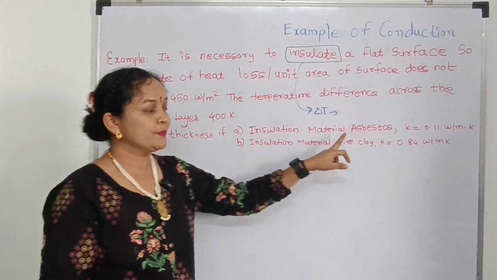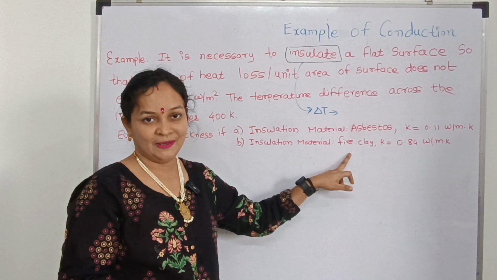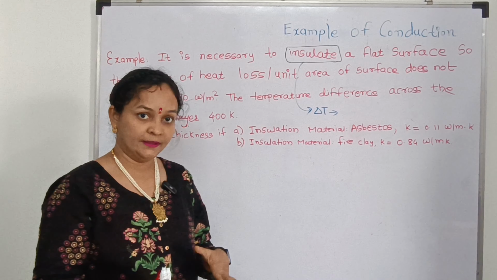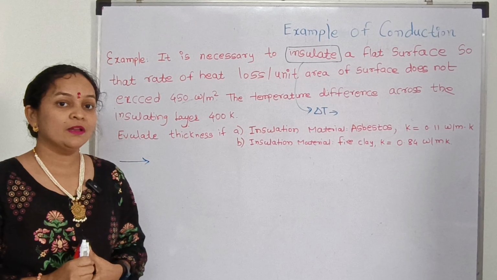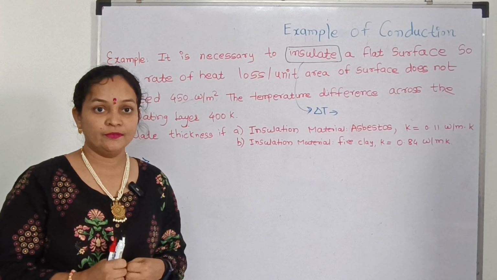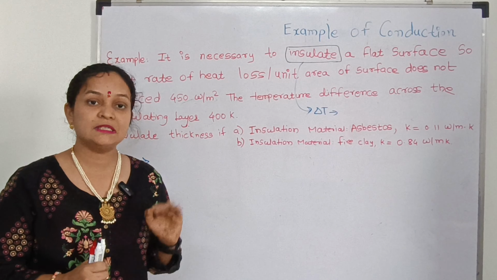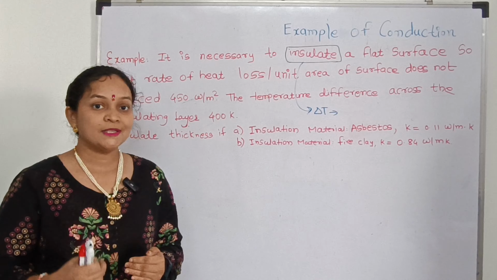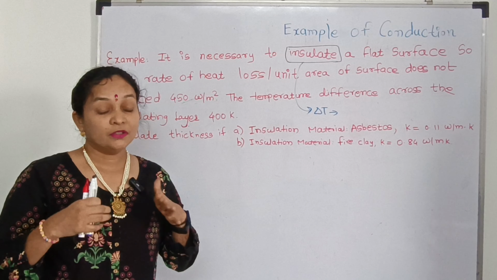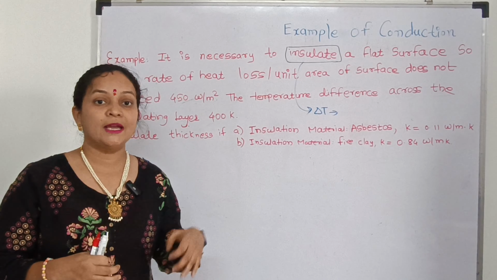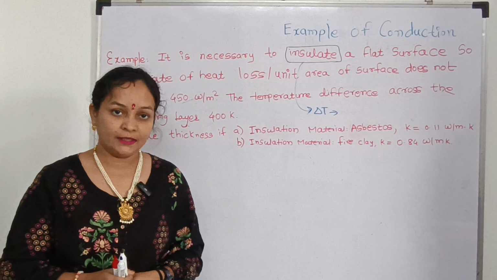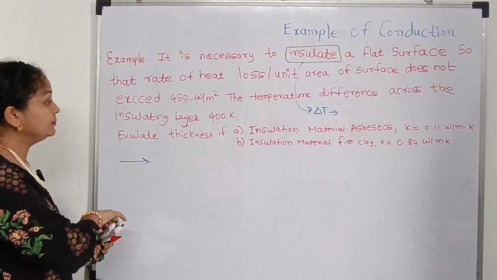Here they mention asbestos and fire clay. These are the two materials used to control or maintain the heat. In chemical industries, maintaining the temperature gradient or temperature difference is really important, because as you increase the temperature, pressure also increases, so controlling is really important. You can control that by using different insulating materials. So let us start this problem.